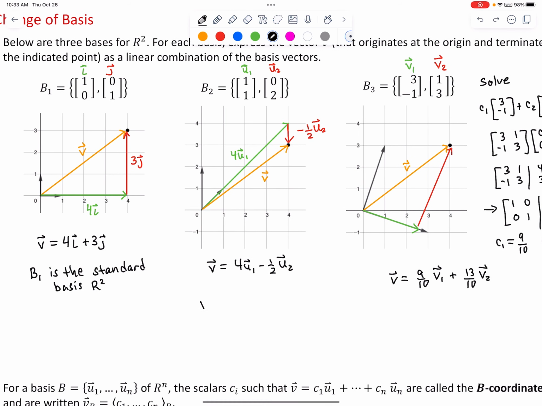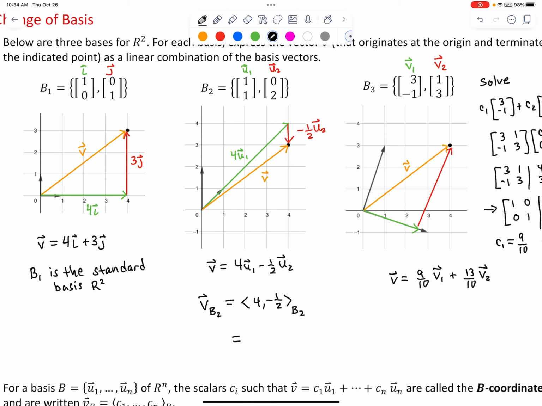So we can see that the vector v, in terms of that second basis, so I'll put subscript B sub 2, is equal to the vector 4, negative 1/2, suggesting we do 4 copies of the first basis vector and negative 1/2 copy of the second basis vector to arrive at vector v. Now, if we have the subscript right here, then that's really adequate. But if we want to go overkill, we can put that subscript on this as well.